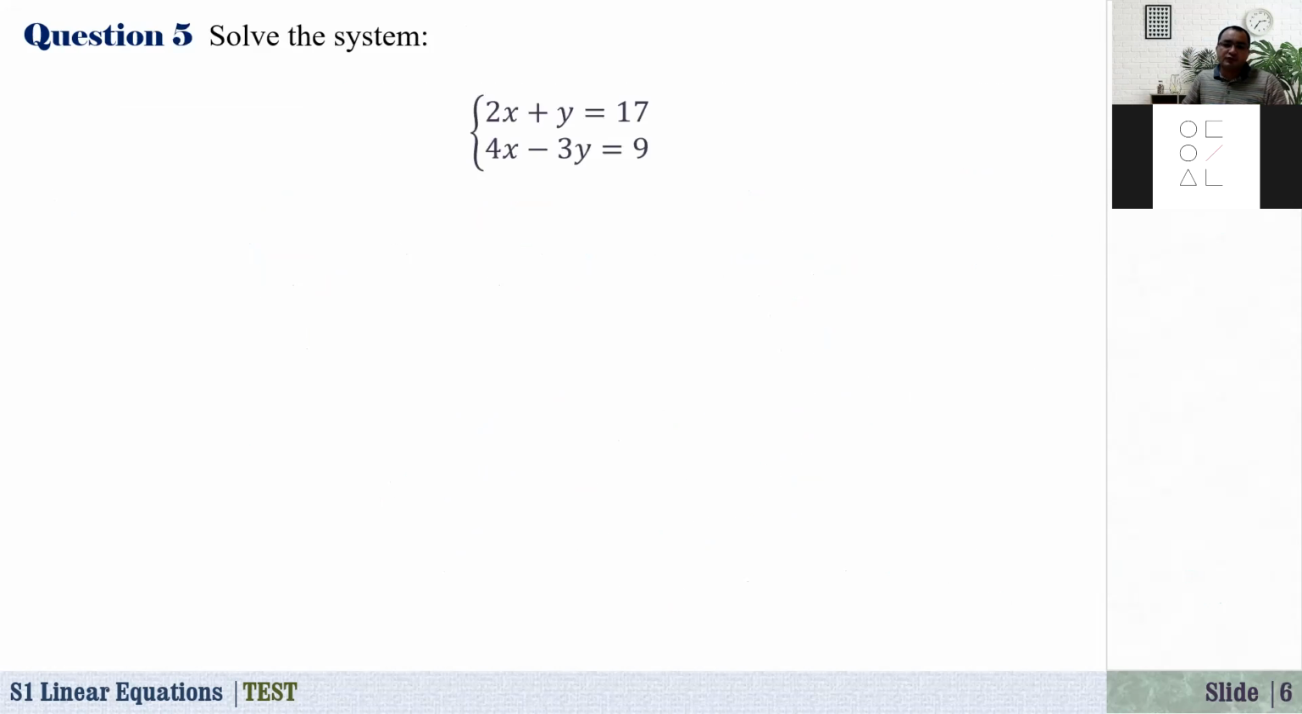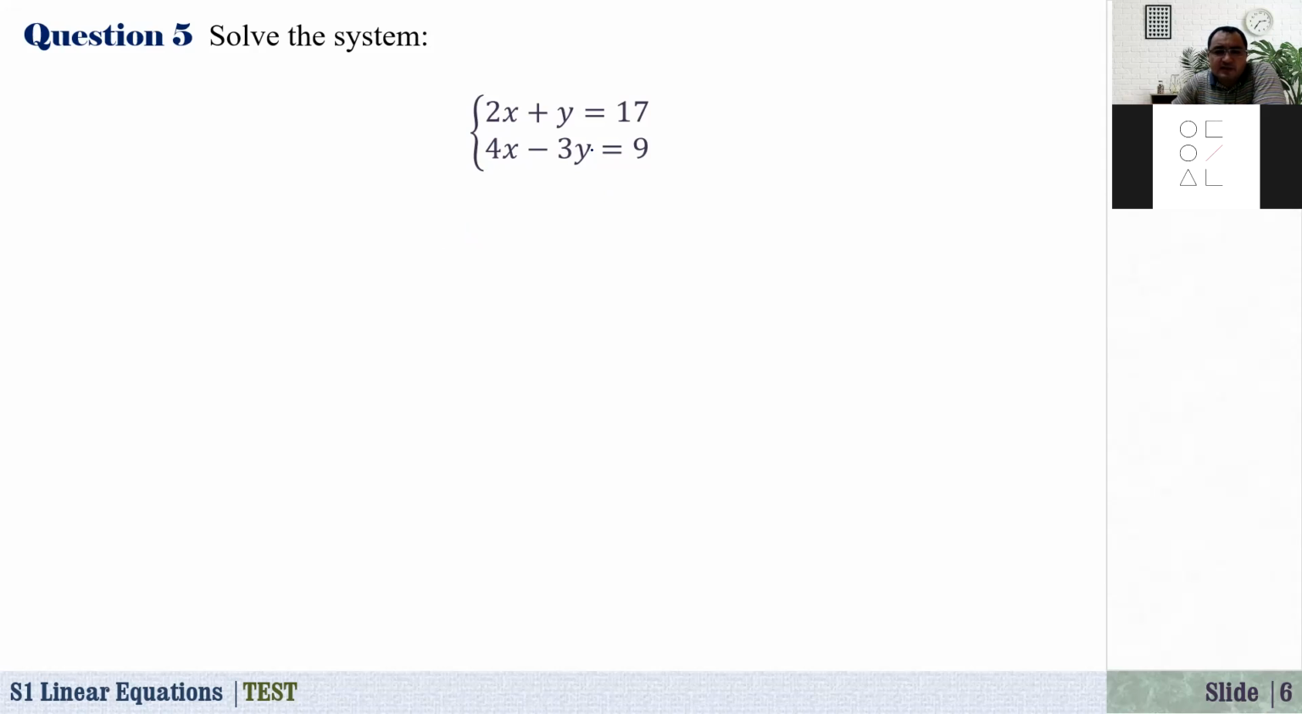Okay, next question. Solve the system. As you know, this is a system of linear equations. We can use the elimination method or the substitution method. The graphical method is not asked here, and it's not a practical way to solve this. Usually, we use the graphical method if we cannot solve the system of equations algebraically.